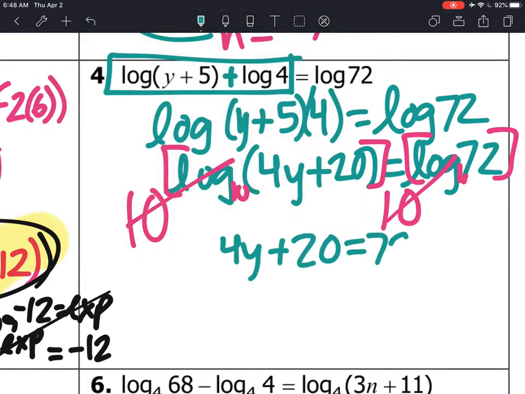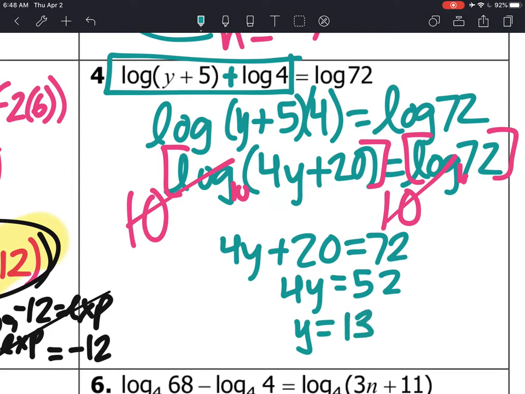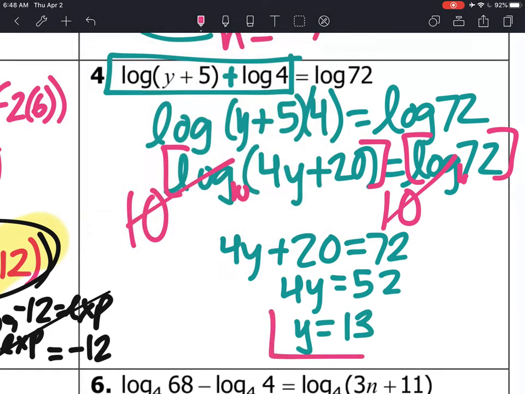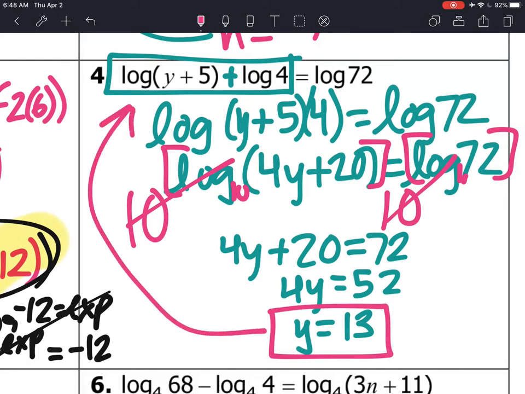So then we go back to our equation. 4y plus 20 equals 72. Then you're going to subtract 20 on both sides. Then you're going to divide by 4. And then you're going to take this answer. You're always going to check it up here.